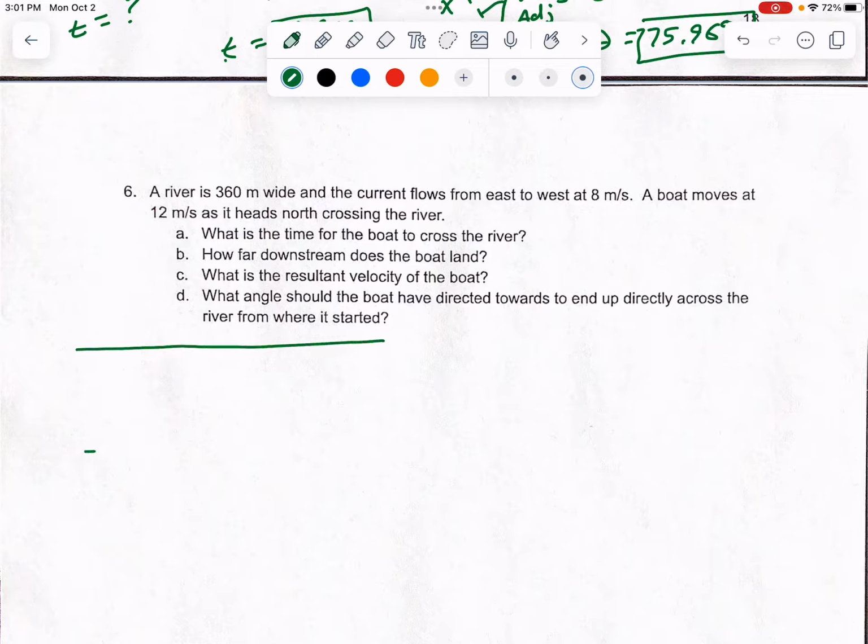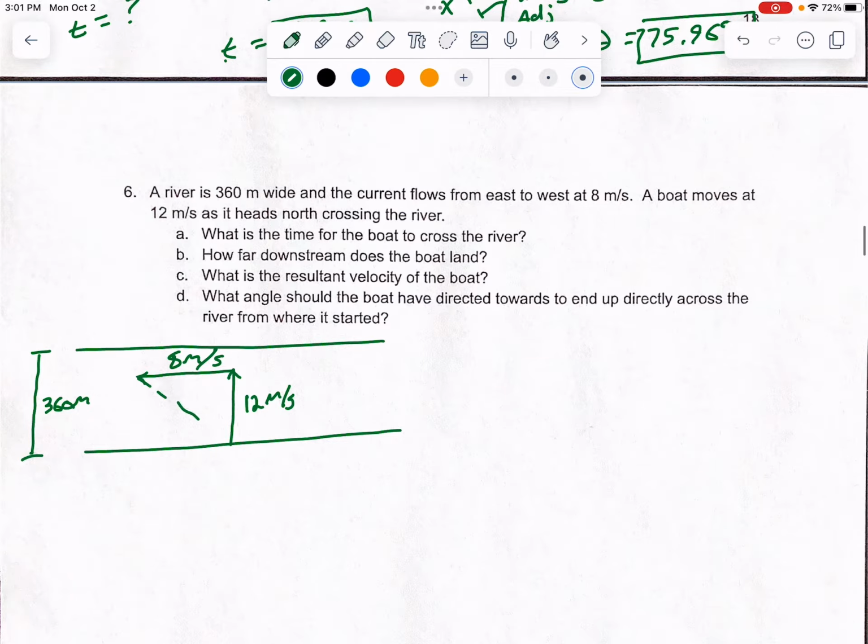Okay, so I'm going to draw the river. Don't forget to label this. I know my river is 360 meters wide. My boat is trying to go north and cross it at 12 meters per second. And my river is going towards the west at 8 meters per second. So my triangle is going to look like this. We're probably going to need to find our hypotenuse and our angle at some point. We'll worry about that when we come up to it. So for now, that is my drawing.